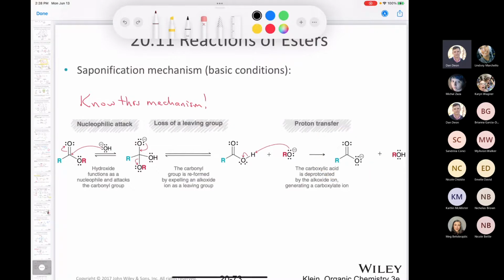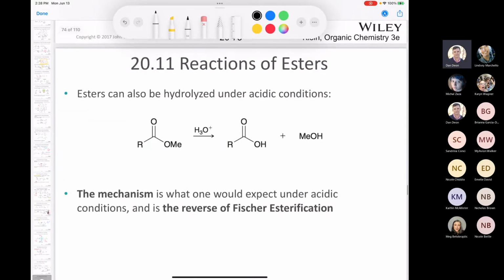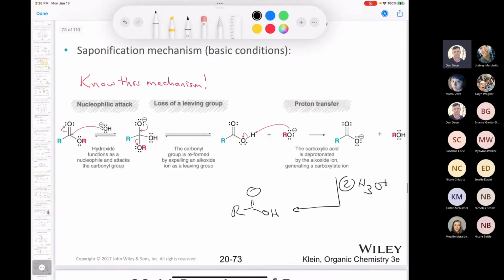Then in the second step, step 2, you treat it with H3O+, and that is what makes the carboxylic acid. That's what's shown, or sorry, I don't even have that shown on here. Anyhow, so that's saponification, all right?